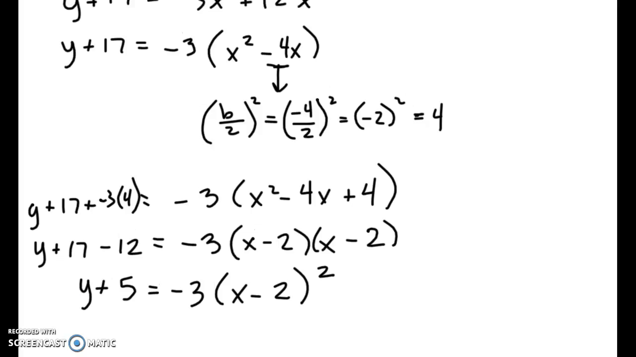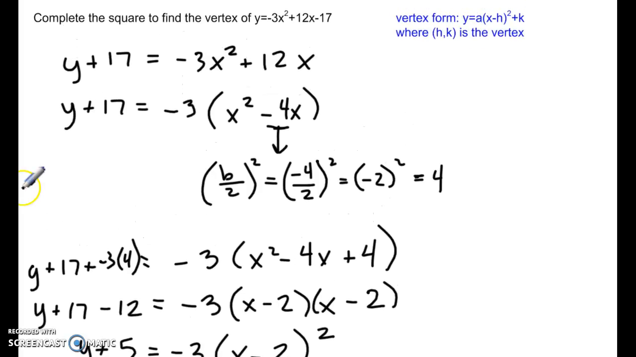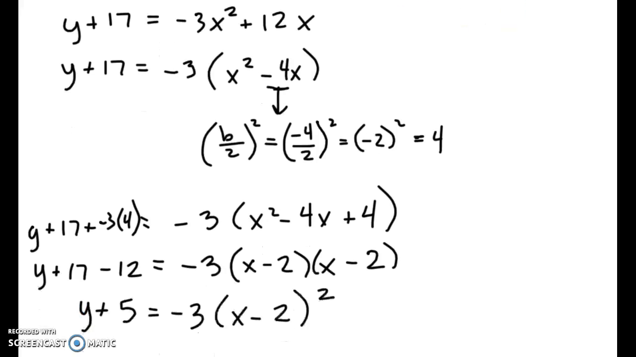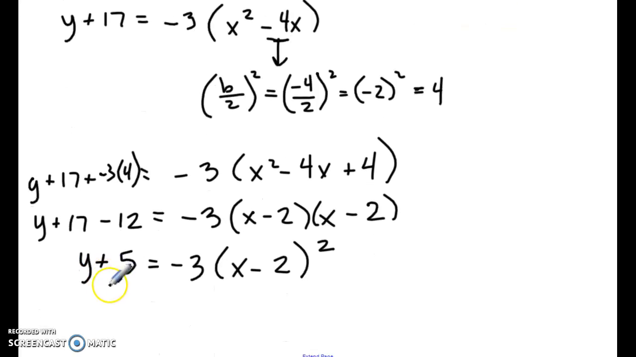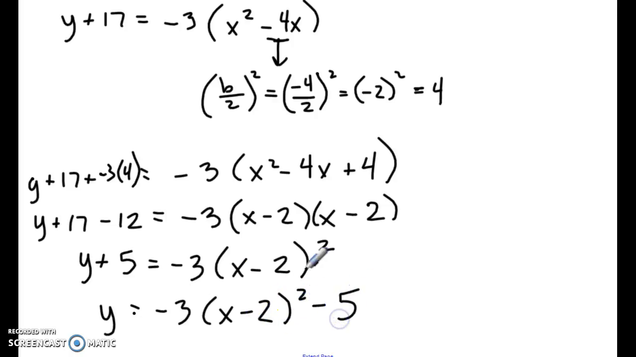If you look up at the vertex formula, we want it to look like this, right? So we want y by itself. So we're going to move this 5 over. So subtract 5 from both sides. y equals negative 3 times x minus 2 squared minus 5. And now it looks like vertex form.